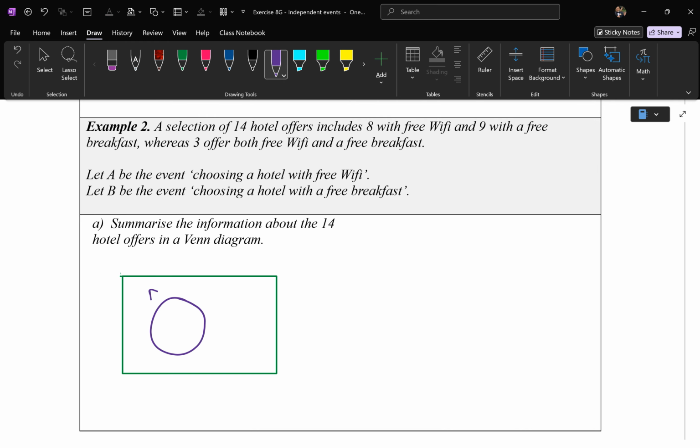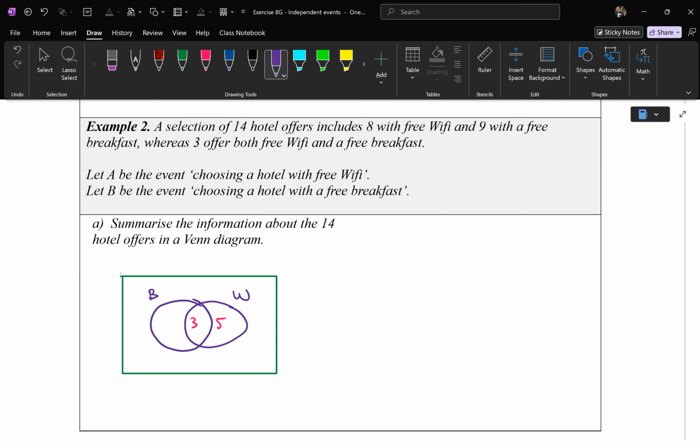We got breakfast or Wi-Fi. We got 3 have both. And 8 with free Wi-Fi, so free Wi-Fi, that means this has to be 5, because 3 plus 5 gives you 8, right? So 8 has to have Wi-Fi. Whoops. Do it again. There we go.